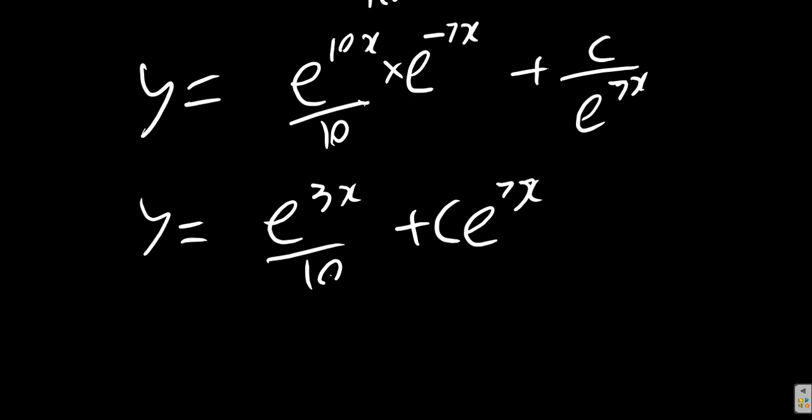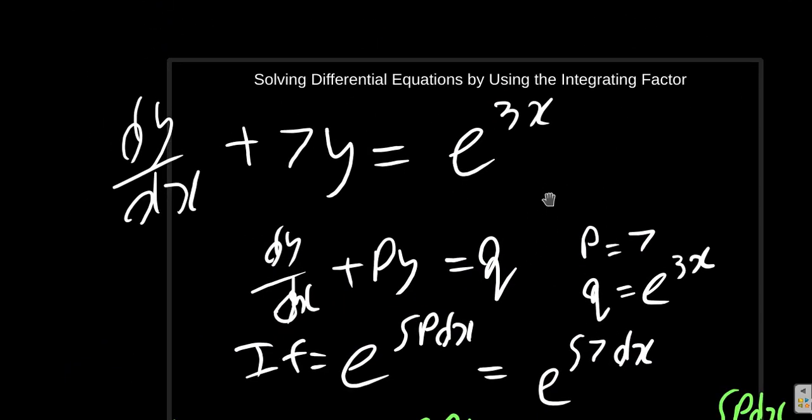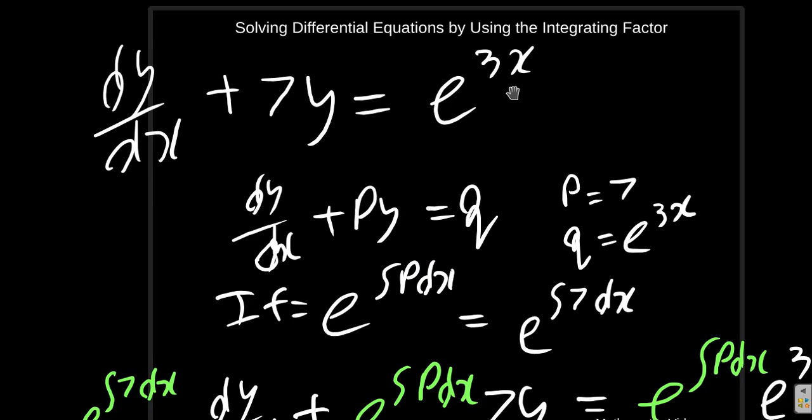So just a quick review. Let me write the 10 properly. A quick review here. We have dy by dx plus 7y is equal to e to the 3x. It is in the form dy by dx plus py equals q. So we use the integrating factor. We identify p as 7, q is equal to e to the 3x.